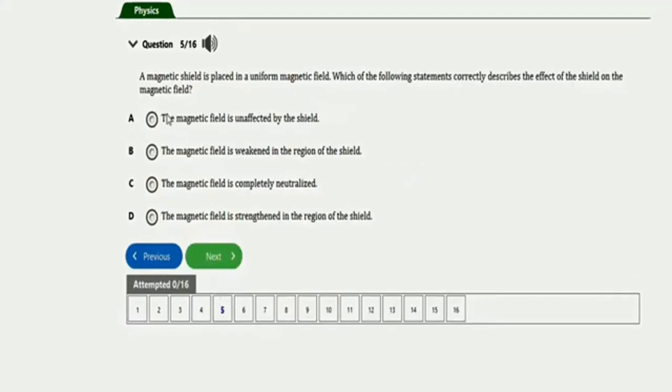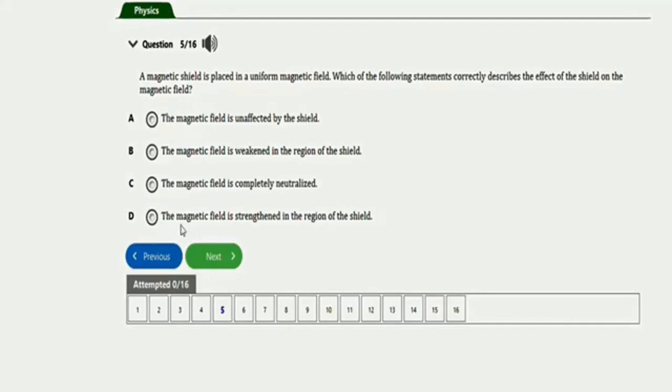It says a magnetic shield is placed in a uniform magnetic field. Which of the following statements correctly describes the effect of the shield on the magnetic field? We have option A. The magnetic field is unaffected by the shield. The magnetic field is weakened in the region of the field. The magnetic field is completely neutralized. The magnetic field is strengthened in the region of the shield. So guys, the right option to this question will be option B, which is the magnetic field is weakened in the region of the shield. Very important.